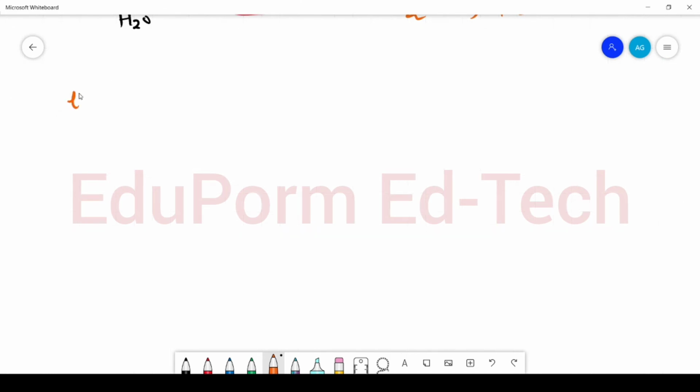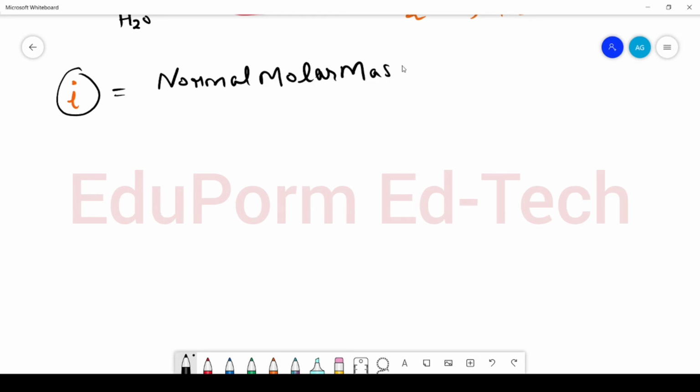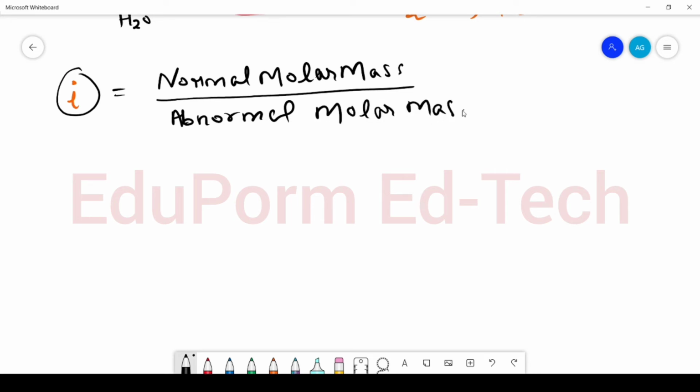Van't Hoff gave a factor called the Van't Hoff factor, which is denoted by i, where i is equal to the normal molar mass divided by the abnormal molar mass. This is also called the theoretical molar mass, and this is also called the experimental molar mass.